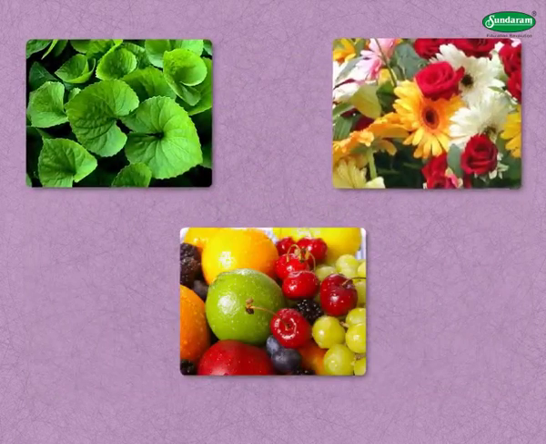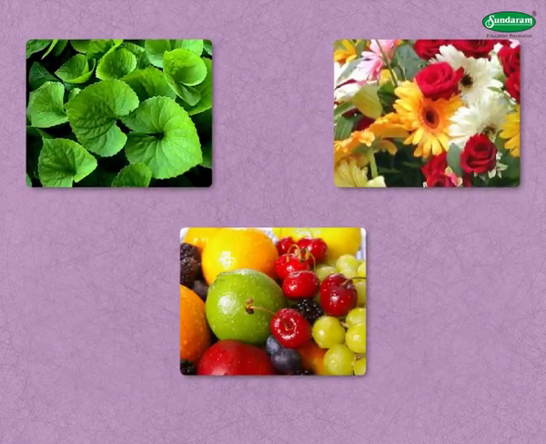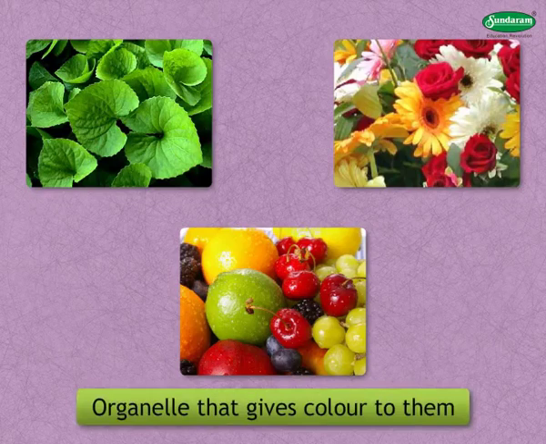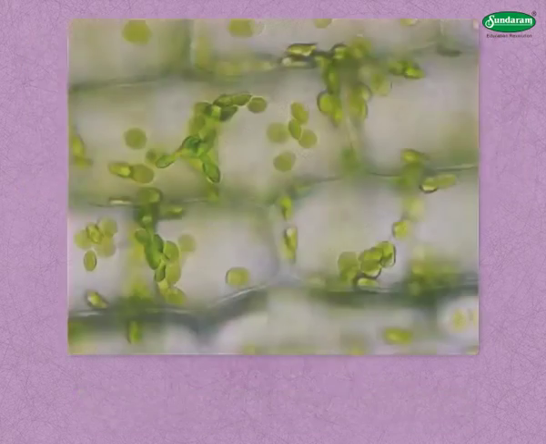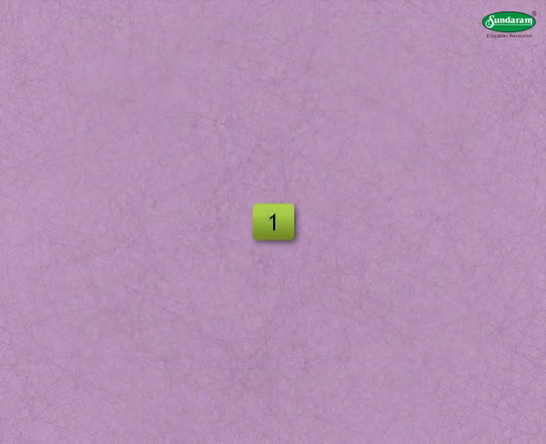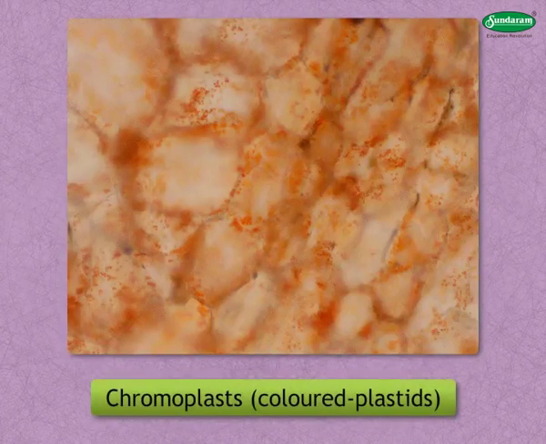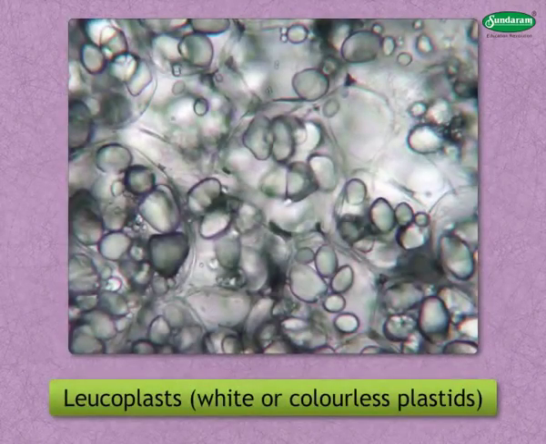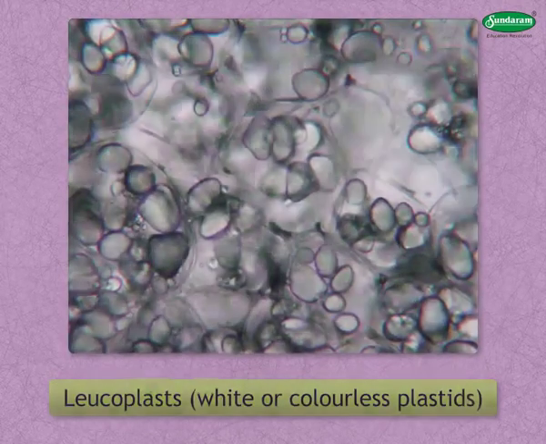Plastids. You must have seen leaves, flowers, fruits of different colors. Let us learn about the organelle that gives color to them. Plastids are double membrane structures present only in plant cells. They are of two types. 1. Chromoplasts, which are colored plastids. 2. Leucoplasts, which are white or colorless plastids.